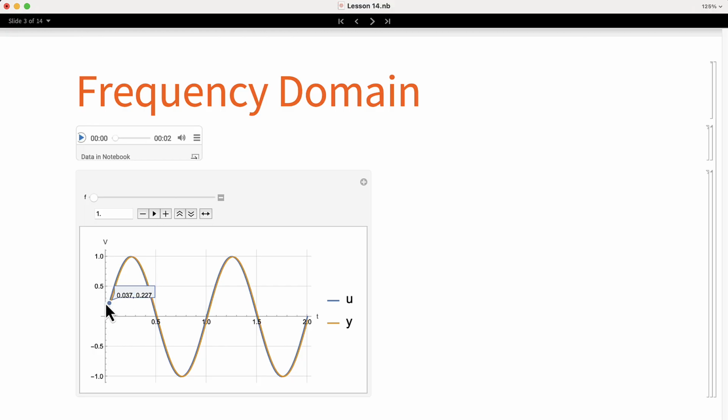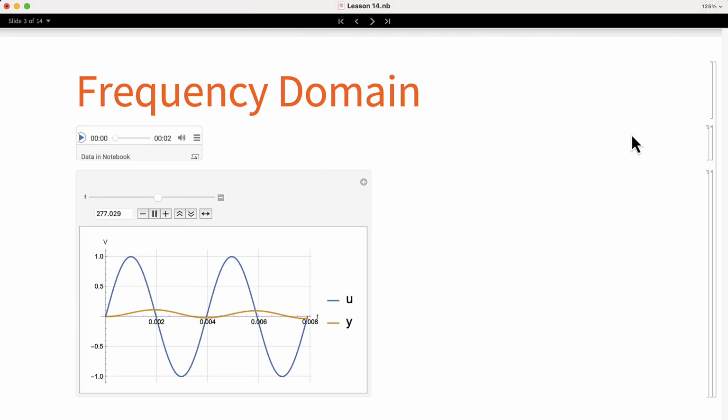Here you can see in blue the input signal and in orange the output signal of the filter. At low frequencies, in this case 1 Hz, the output almost overlaps perfectly with the input. But as I increase the frequency, notice that the time scale in the plot is changing. The output signal starts getting attenuated. At the same time, the sine wave is being shifted.